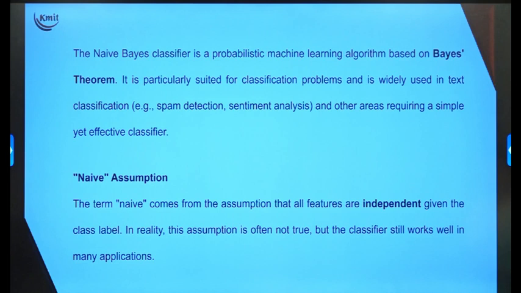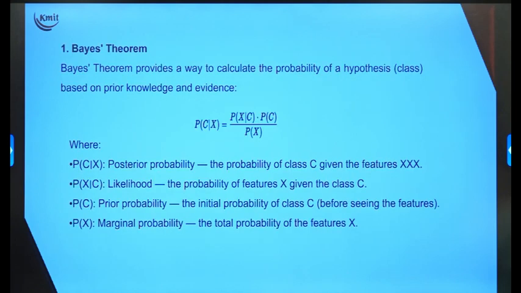As I told you, there are two words in this, naive and Bayes. The term naive comes from the assumption that all the features are independent. In reality this assumption is often not true, but the classifier still works well in many applications. The second term, Bayes, is used because the Naive Bayes classifier is totally dependent on Bayes theorem.